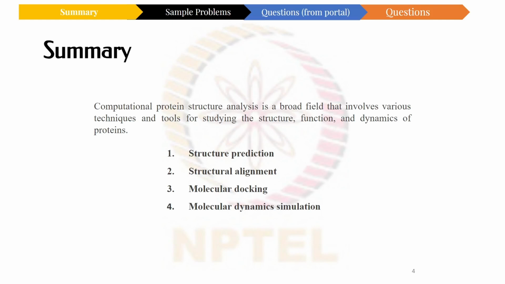It involves generating different conformations of the ligand and protein and then calculating the energy of their interaction. Then we have molecular dynamics simulations. These are used to study the motion and behavior of proteins at the atomic level over time. These simulations involve solving Newton's equations of motion for all atoms in the protein, which allows researchers to study protein dynamics, conformational changes, and protein-ligand interactions.